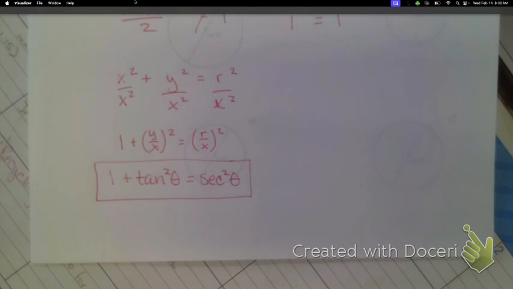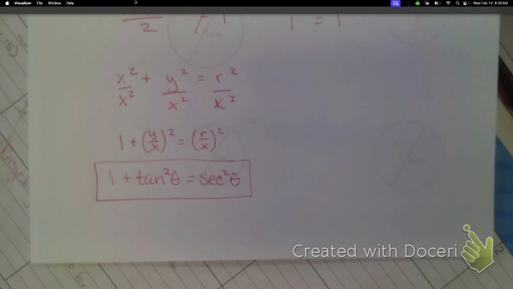Okay, and I reminded you guys it was plus and minus. How do I decide the plus and minus? Which quadrant? Okay, so you pick the plus or minus depending on what quadrant you're in.